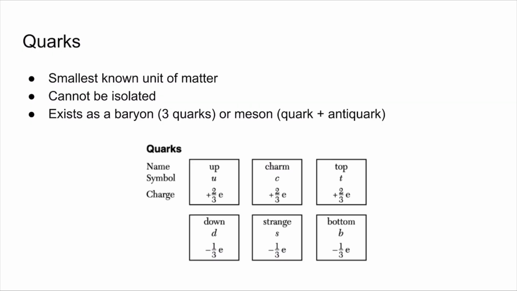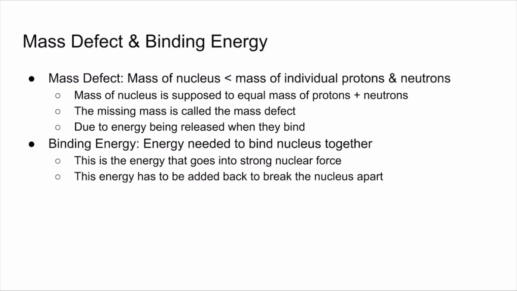Now, finally, we're on to quarks. So this is the smallest known unit of matter, and it is a fundamental particle, and it cannot be isolated. So quarks either come in the form of baryons or mesons. Another concept that you need to know is just mass defect and binding energy. So remember that a nucleus is made up of neutrons and protons that are bound together.